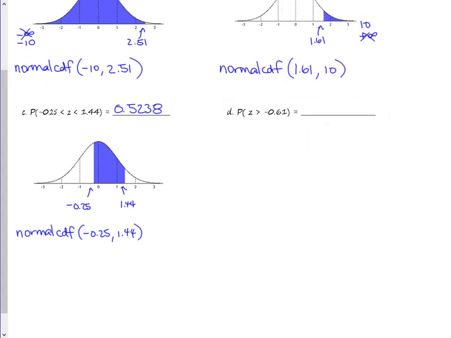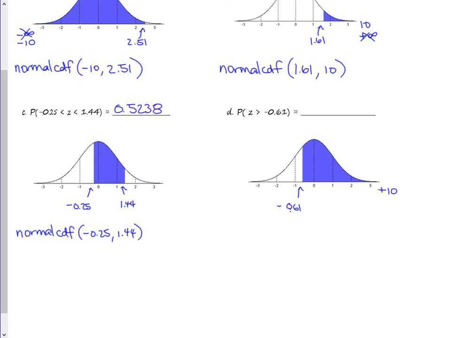D, find the probability that z is greater than negative 0.61. Again, let me pull up a sketch. And obviously your sketches don't have to look anywhere near as nice as the sketches I'm putting on screen. It's just I try and make things look as nice as possible when recording. But as long as you have the pertinent information, like where negative 0.61 is approximately, okay, and it's going to go from there up to positive infinity, but again, we'll represent positive infinity with positive 10.